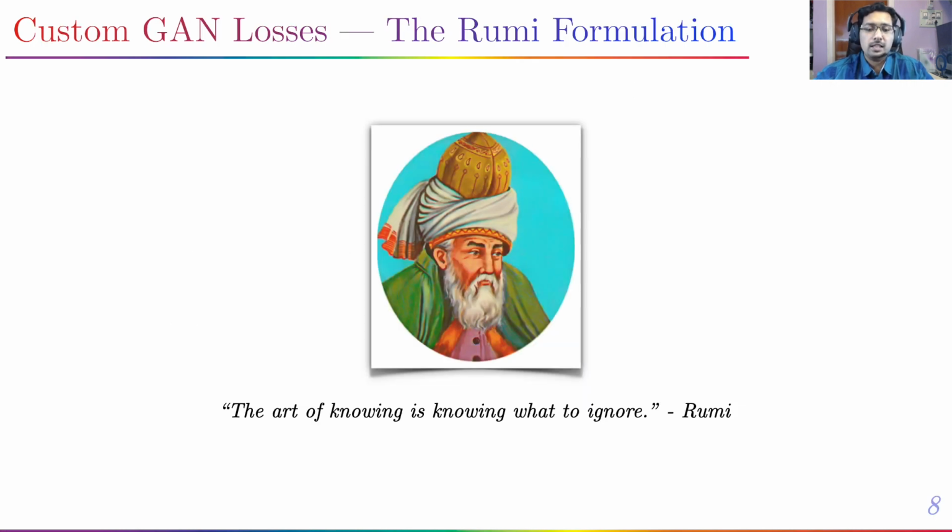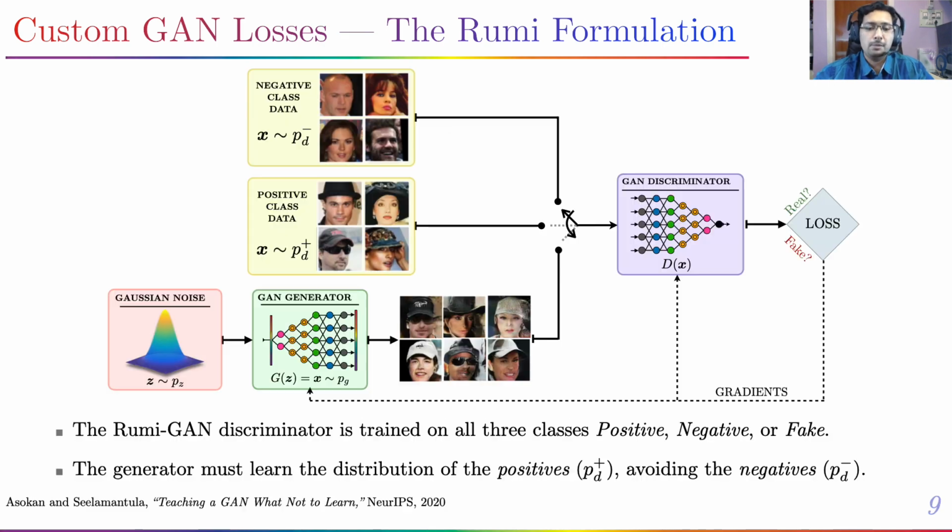As a detour, let's look at one such custom GAN, which is the Rumi GAN formulation built atop a contrastive learning principle of learning to ignore. In particular, we consider a GAN discriminator that is shown both positive and negative class samples, while we model the generator to learn only the positive class.